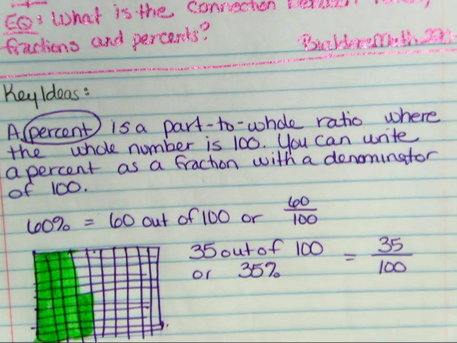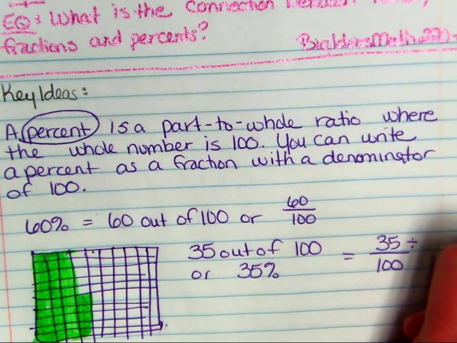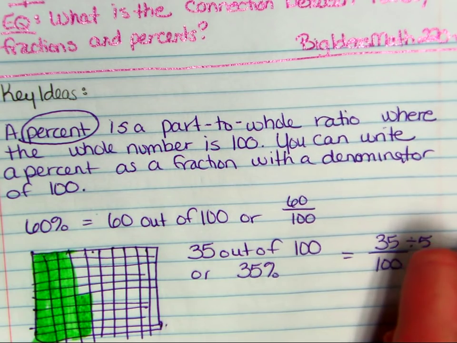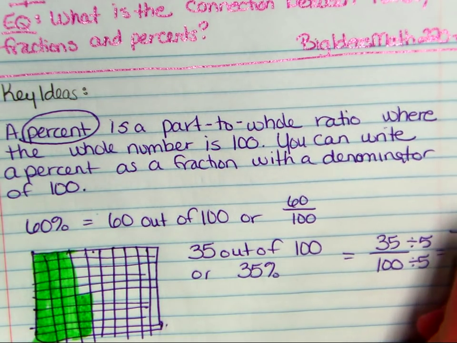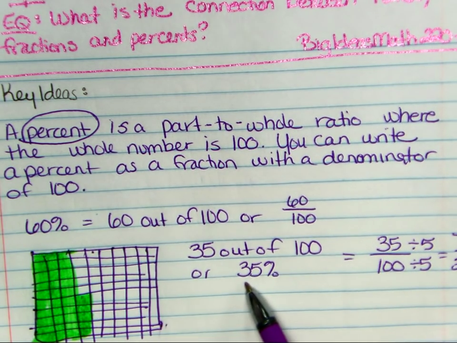Now, I can simplify that and divide both the numerator and denominator by 5. And if I do that, I'm going to get 7/20 as a simplified fraction. So 7/20 is 35%.